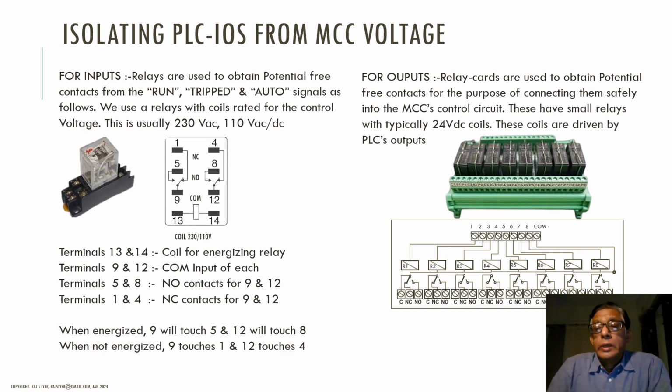The COM is connected to the negative or ground of the 24-volt output circuit of the PLC, and the relays are driven by the PLC's output itself. Even transistor outputs can be directly connected to this kind of relay. They don't take too much current, typically less than 15 milliamperes or so. We'll see how this is wired in the next slide.